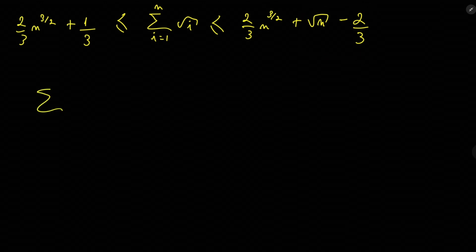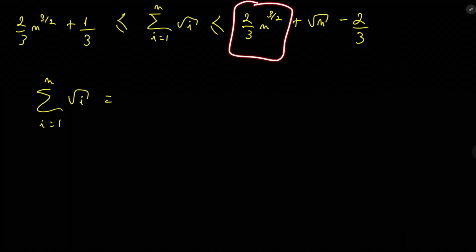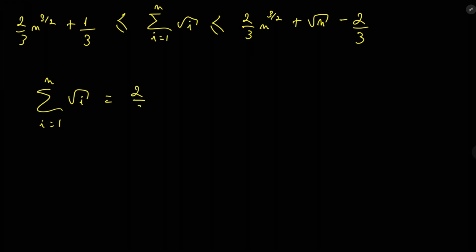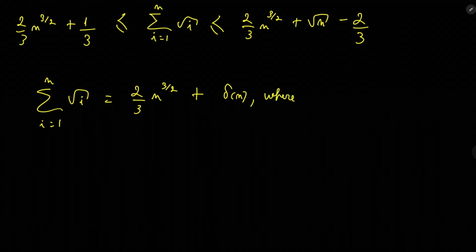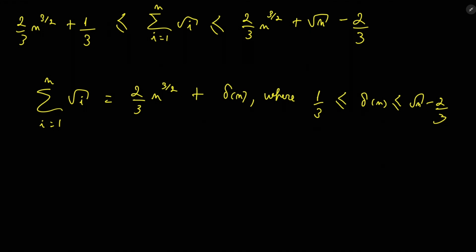So we could say that the sum of i equals 1 to n of the square root of i equals this term, which is 2/3 of n to the 3/2 plus delta n, where 1/3 is less or equal to delta n, which is less or equal than the square root of n minus 2/3. So our error is between 1/3 and root n minus 2/3. Now to wrap it up, let's talk about growth.